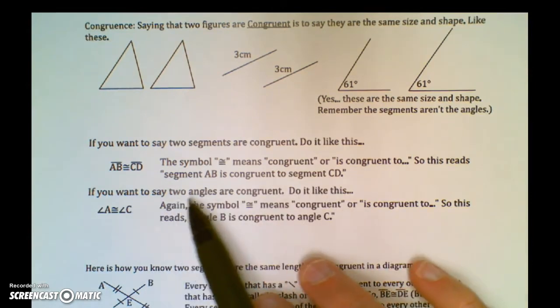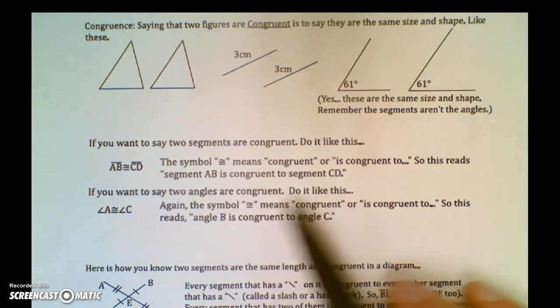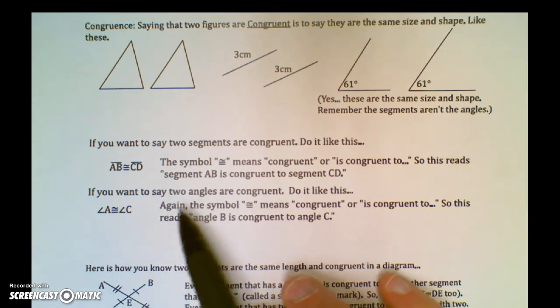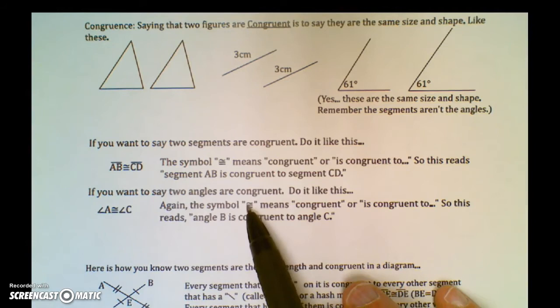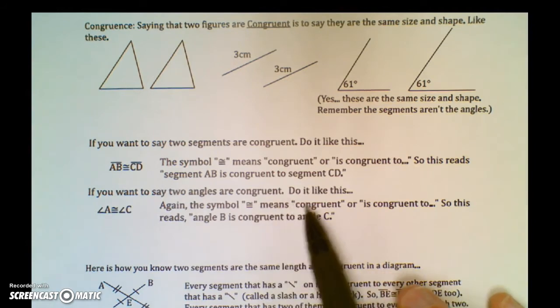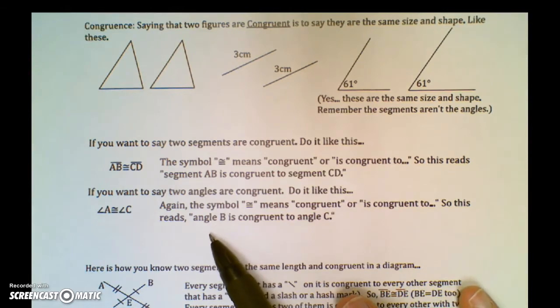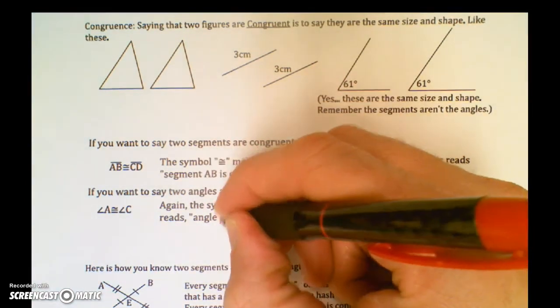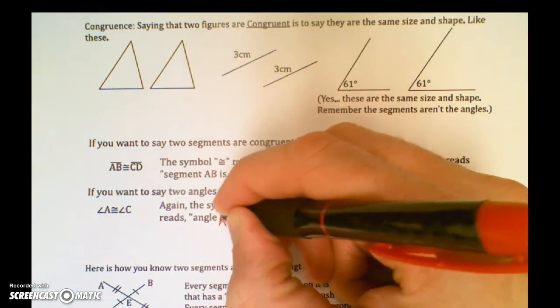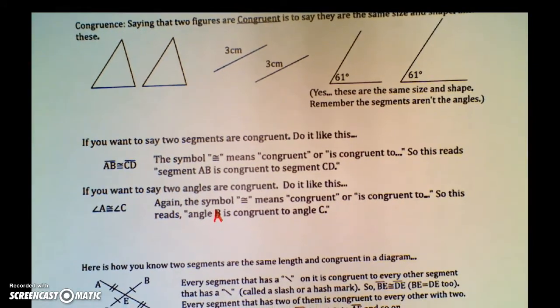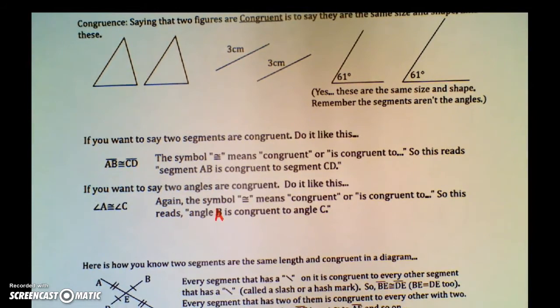If you want to say two angles are congruent, you do it like this. Angle A is congruent to angle C. So again, the symbol with the equal and the little squiggly line above it means congruent, or is congruent to. So this reads, angle B, that should say angle A, typo. Angle A is congruent to angle C. Let me write that in with my black pen.